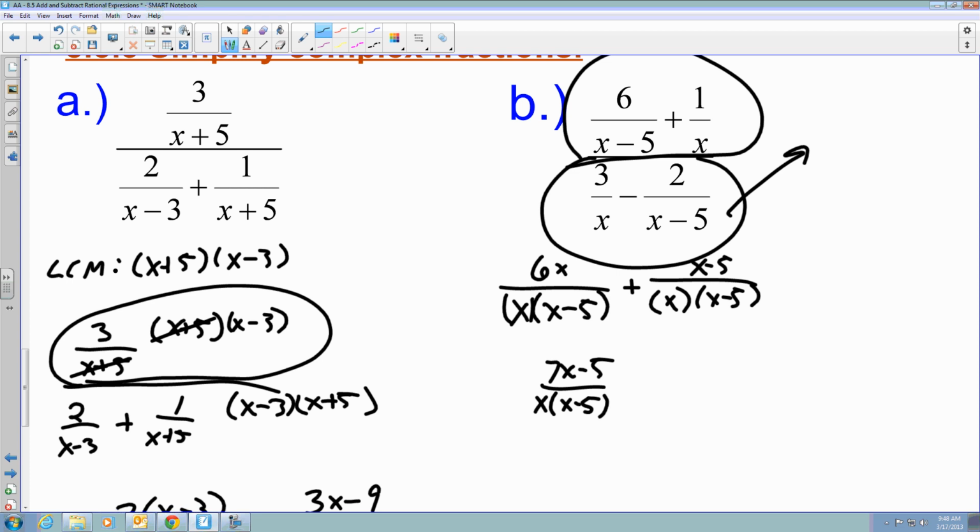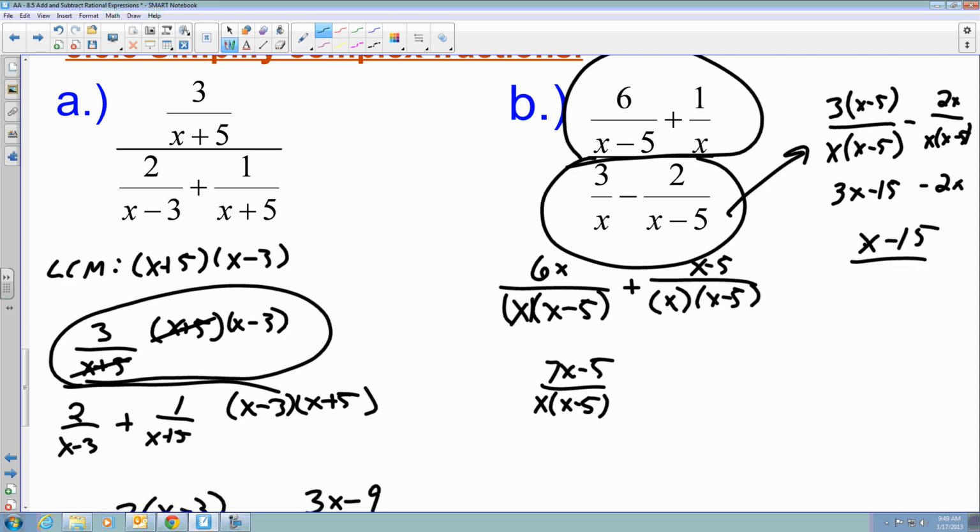So the x over x minus 5 minus x over x minus 5, and so it would be 3 times x minus 5, and then this would be minus 2x. I'd go 3x minus 15 minus 2x, common denominator, so now it's going to be x minus 15 all divided by x times x minus 5.